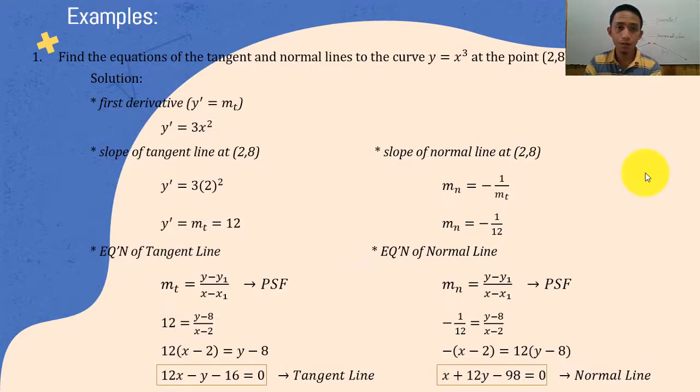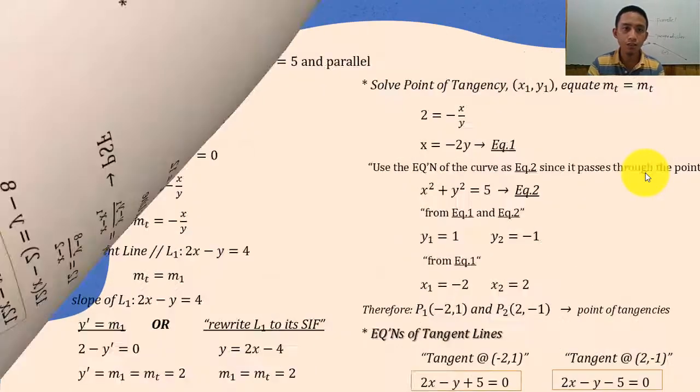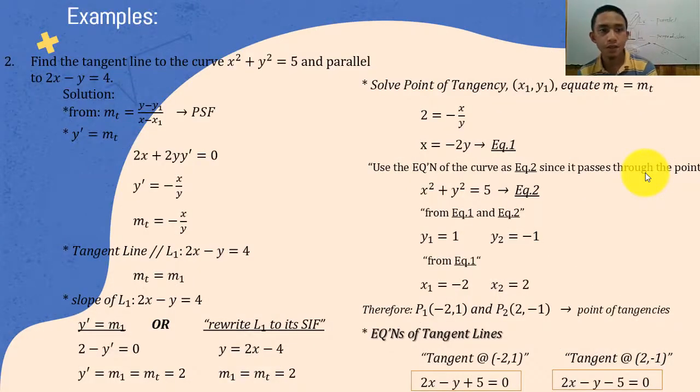Okay, so we will have one more example for normal and tangent lines before we proceed to the next unit of this module. So let's have a second example. Find the tangent line. So we are only finding the tangent line to the curve x squared plus y squared equals 5 and parallel to 2x minus y equals 4. Okay, so there is just a little bit of a twist, but what you need here again is just simple analytic concept. Okay, so we are finding a tangent line.